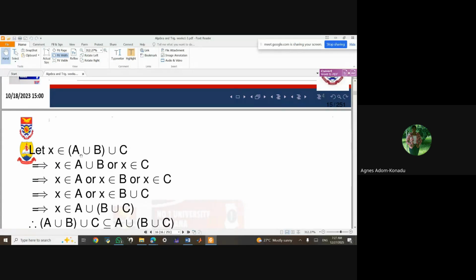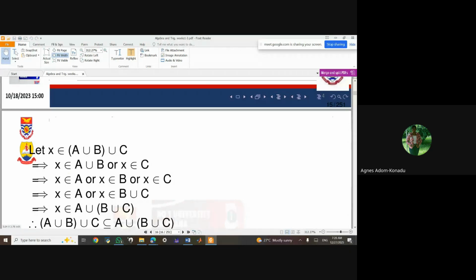So let X be in A union B, union C. So this means that my X is in A union B. I open the brackets, A union B, and then I told you that we use or: X is in C. We use or for union. So this means that X is in A, or X is in B, or X is in C. Then I can rewrite this as X is in A, or X is in B union C.